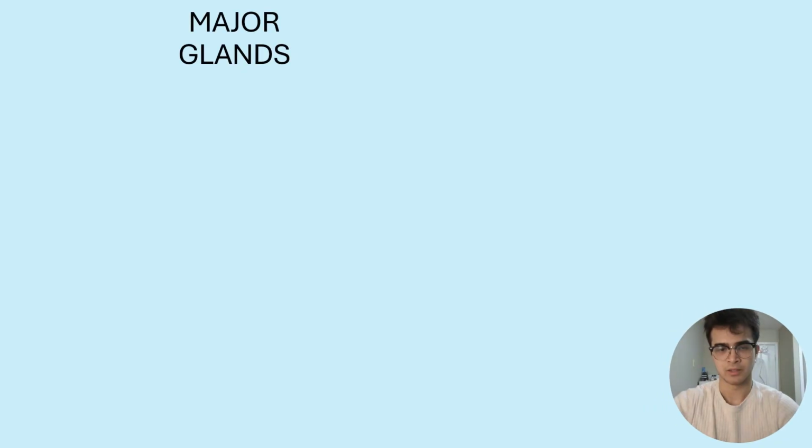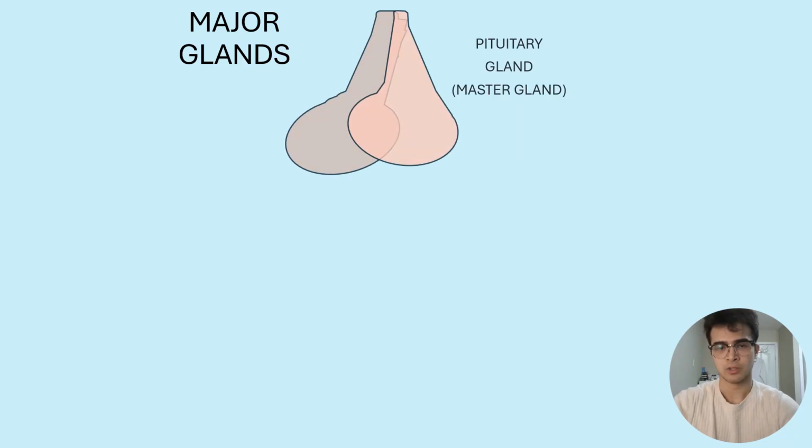The best way to understand the endocrine system is to understand the major glands. Our first one is the most important, and it's called the pituitary gland. This is important because it releases hormones which control other endocrine glands, and it also secretes quite a few of them as well. So let's walk down the list of organs affected by the endocrine system and are also a part of it.